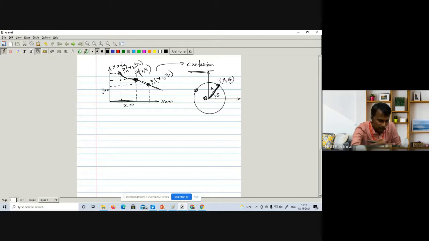For example, in navigation and other applications where an object is moving in circular motion, the polar coordinate system will be helpful. As I have already told you, this is the x-axis all the time and we can take this as the y-axis. Now I am only using two dimensions, 2D.